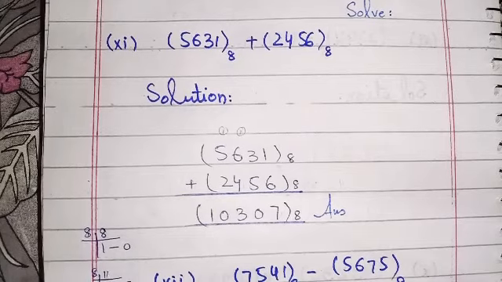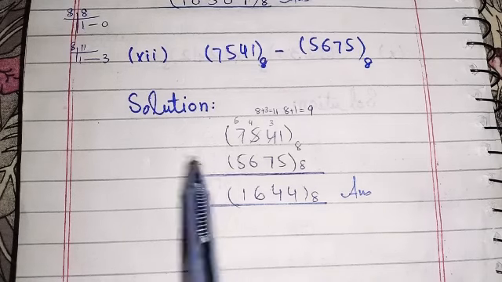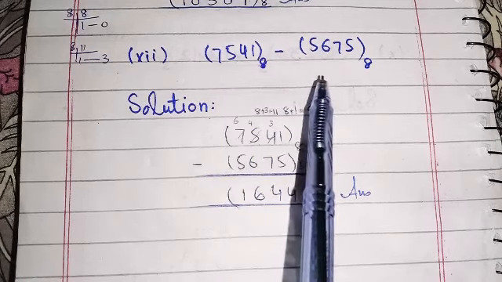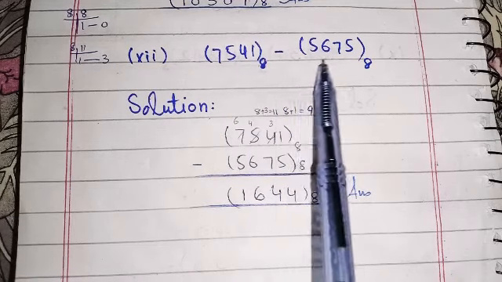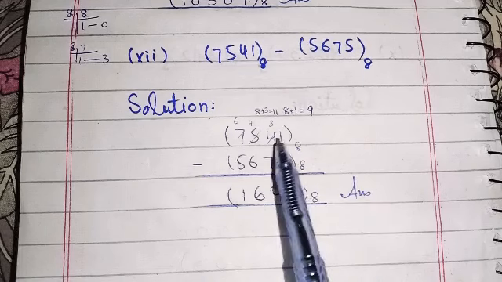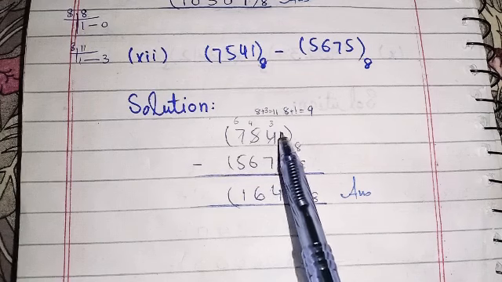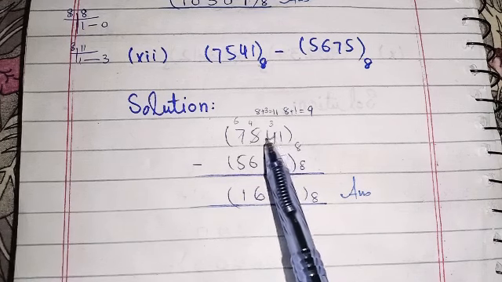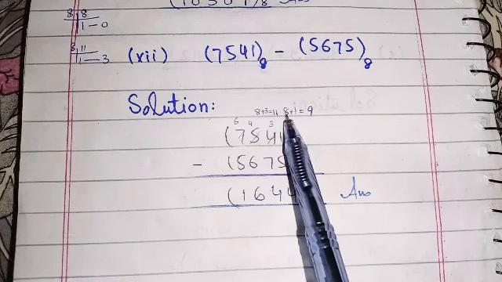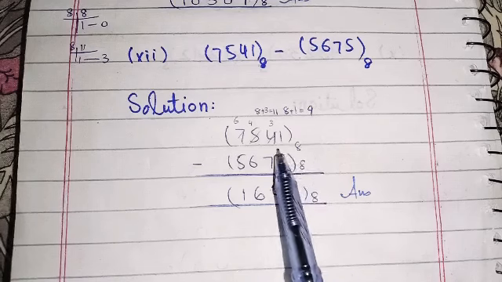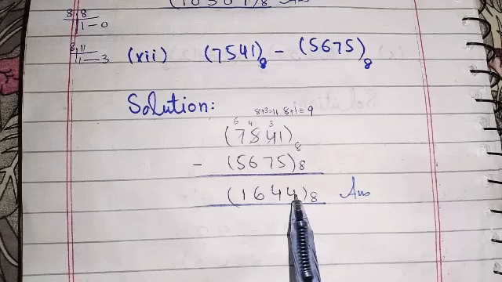Now students, let's move towards question number 12 of our exercise number 3.2. Now students, here we have two numbers and we have to subtract them. First we have 7541 with base 8 minus 5675 with base 8. First we will write our first number, then we will write the second number from right towards left. We cannot subtract 5 from 1, so we will take a carry from the last column, and the carry is equal to our base. So here is our carry 8 plus 1, 8 plus 1 is 9, and we will subtract 5 from 9, we got 4.